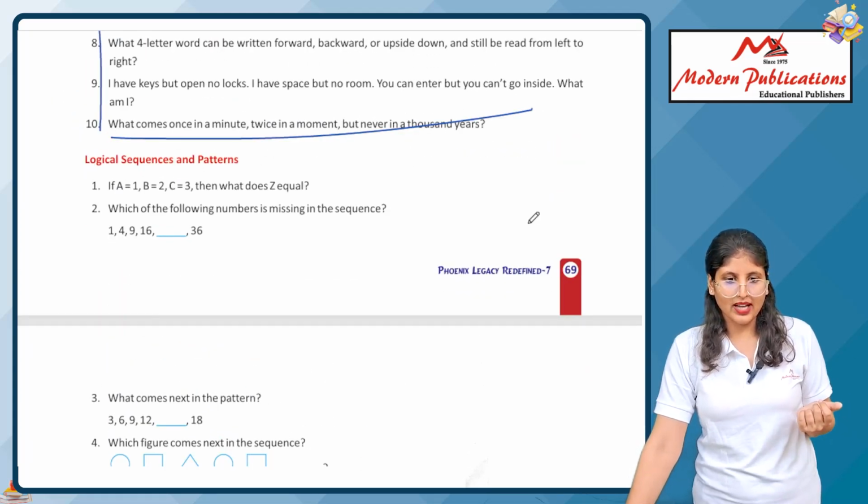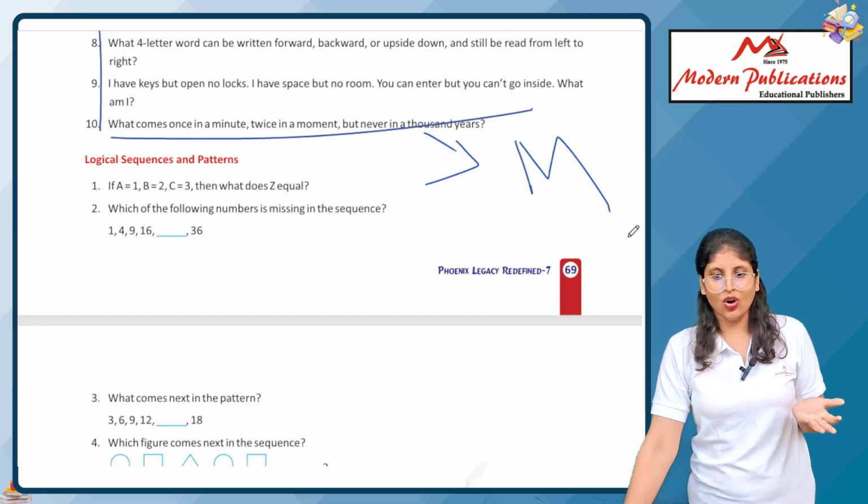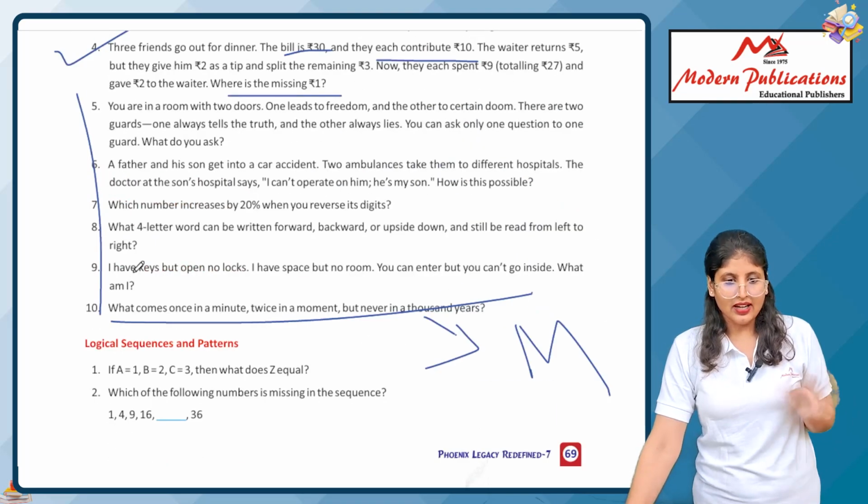We all know what comes once in a minute, twice in a moment, but never in a thousand years. It's the letter M. We all know; we discussed it already. It is also clear and easy.